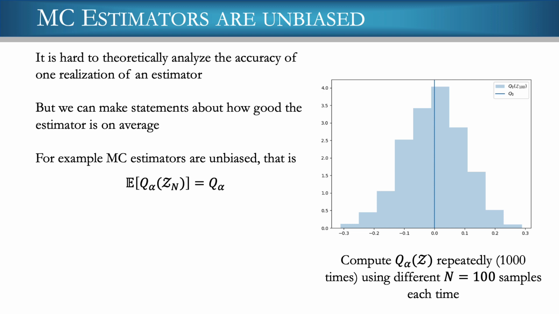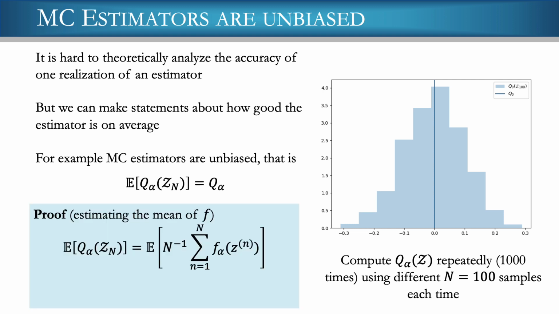For example, the average of an estimator taken over realizations of the data is equal to the exact value of the estimator. When this property holds, the estimator is said to be unbiased. Proving an estimator is unbiased is straightforward. As an example, consider the expectation of the mean estimator.